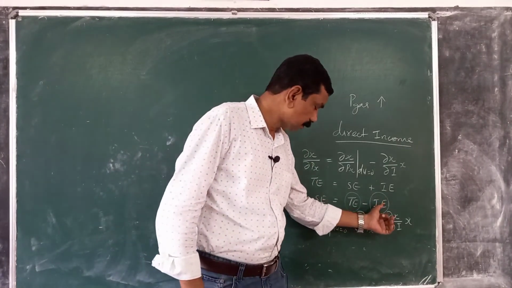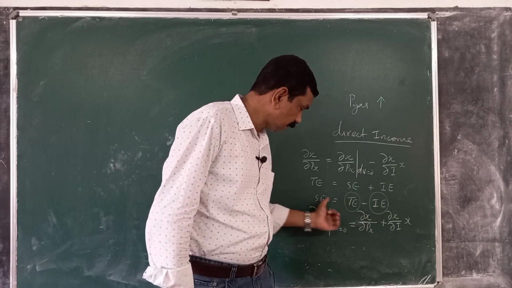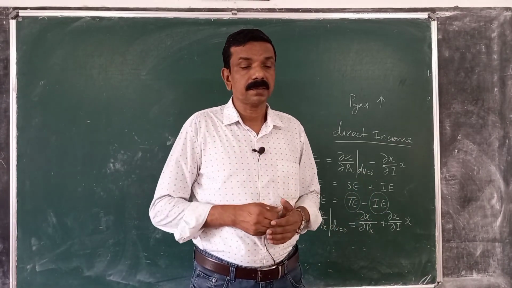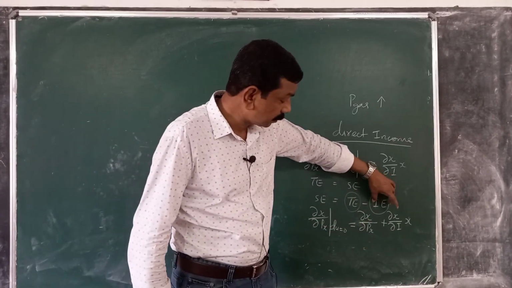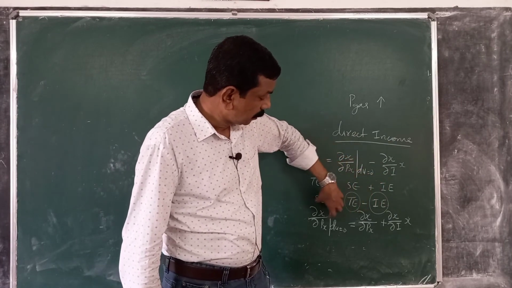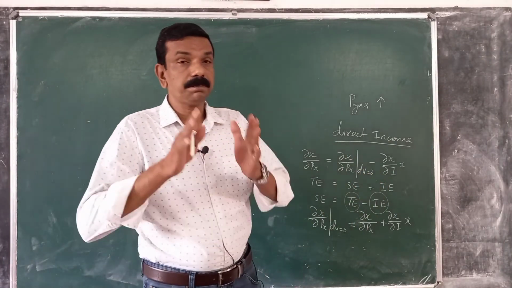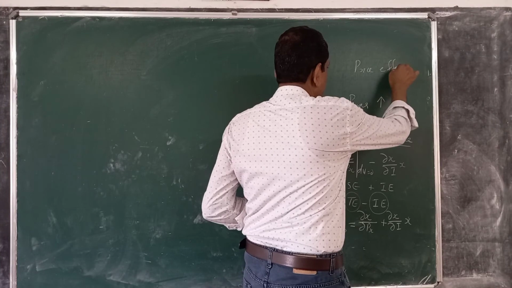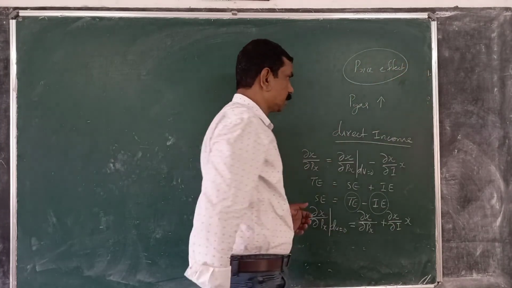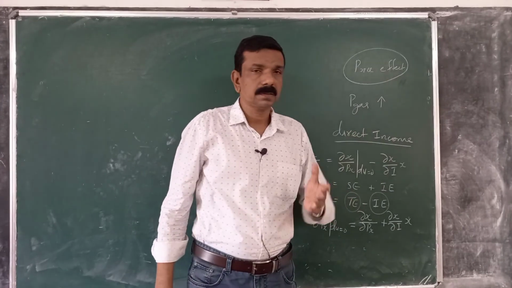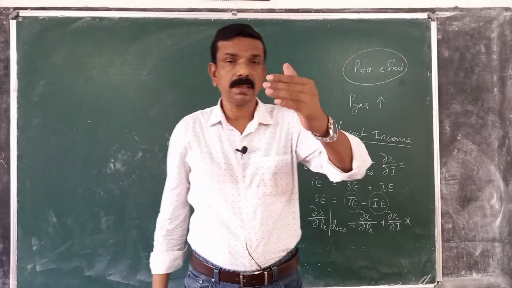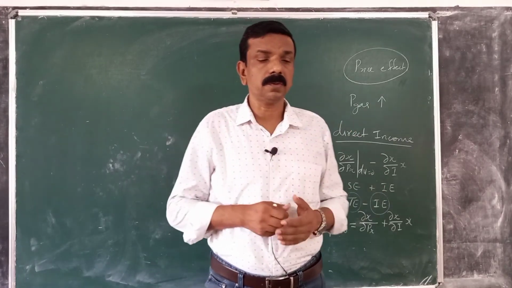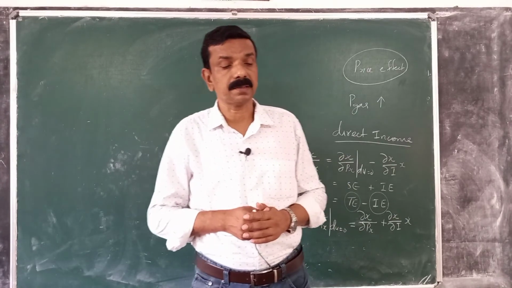Now, as you can see, this substitution effect is obtained by removing the income effect from the total effect. And when the income effect is removed from the total effect, we have what is known as the pure price effect. For a price increase, real income decreases. For a price decrease, real income increases. When this income effect is removed, then what we have is the pure price effect.